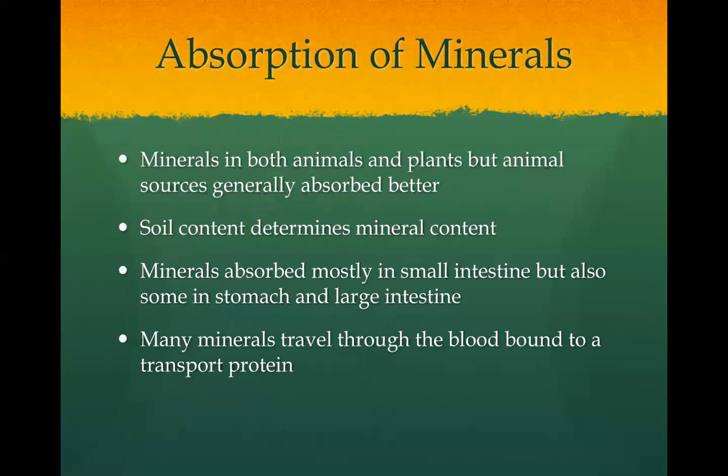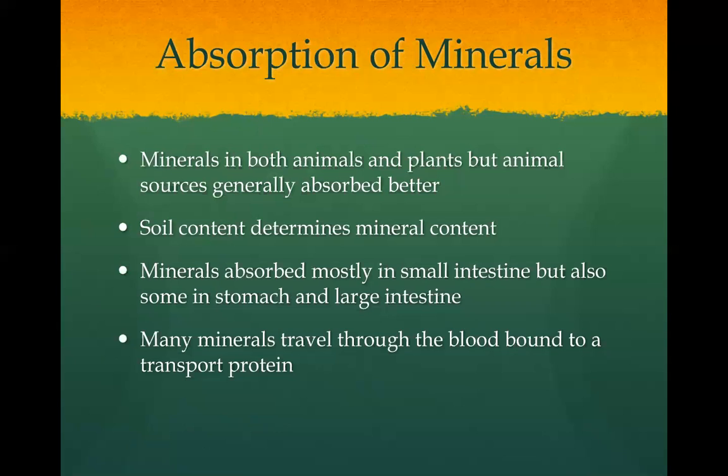So minerals do occur in both animals and plants. We saw on that My Plate slide that they're very high in protein foods, they're very high in grains. However, animal sources of minerals are absorbed better. And this is because they don't have those phytates or oxalates in the fiber to block absorption.